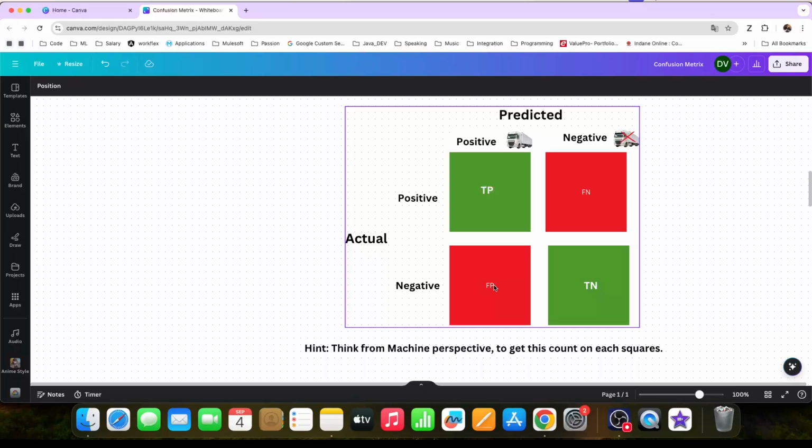From the machine's perspective, if the machine is predicting an image as a truck, but you are actually passing an image of something that is not a truck, then the machine is falsely telling it as a positive. That's why we call this square a false positive. The machine is falsely telling it as a truck, but you are passing an image of not a truck. That's what I mean by false positive and false negative. Hope that's clear.